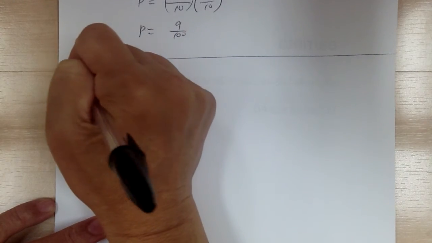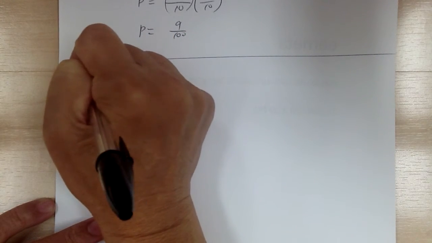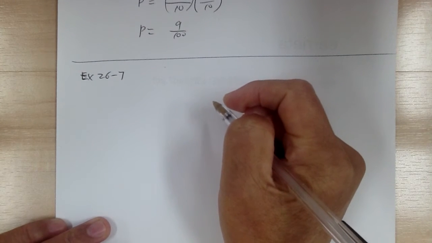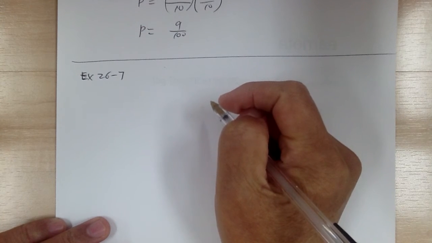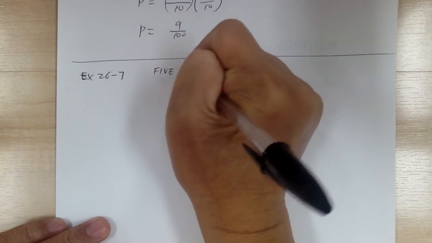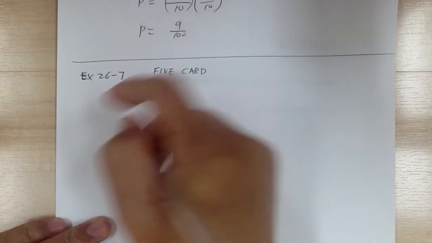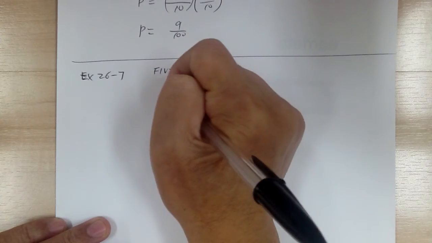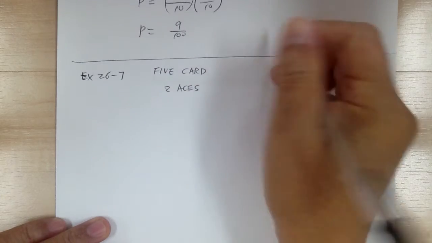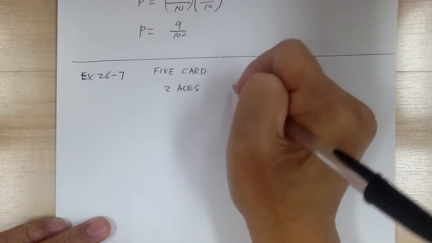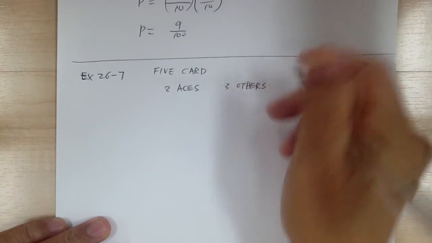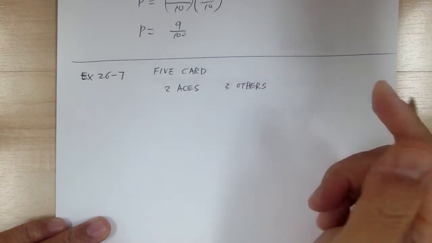Okay, let's go to example 26-7. It says, what's the probability that a 5-card poker hand contains exactly 2 aces? Okay, so you have 5 cards. Now when you're doing the cards, you have to make sure everyone is accounted for. So you want to get 2 aces, and you're going to make sure that you account for all 5 cards, so 3 other cards, other than the aces.